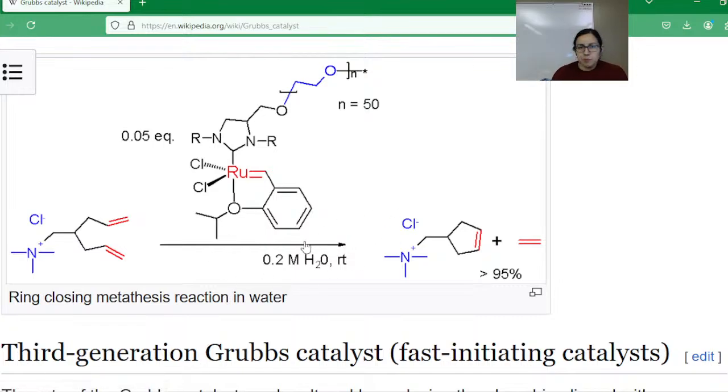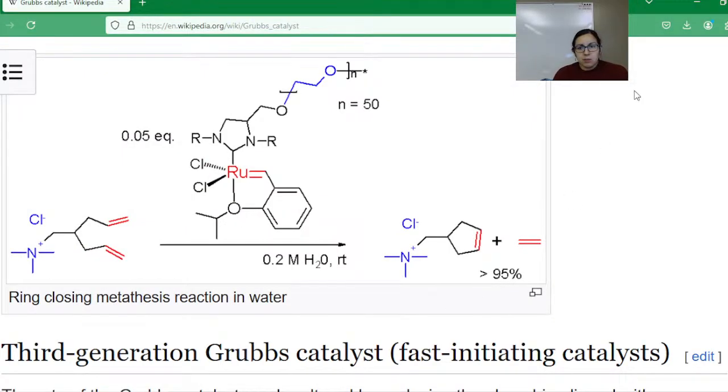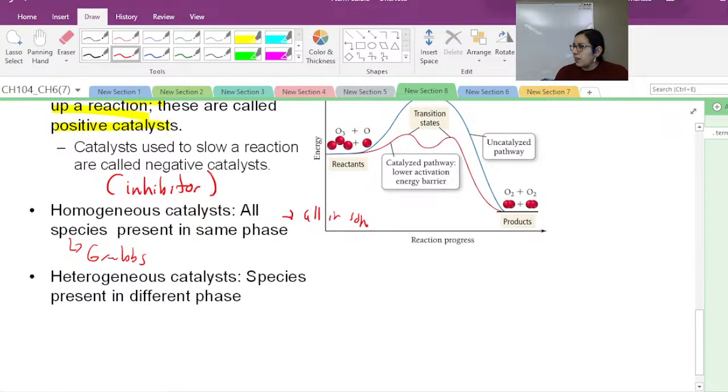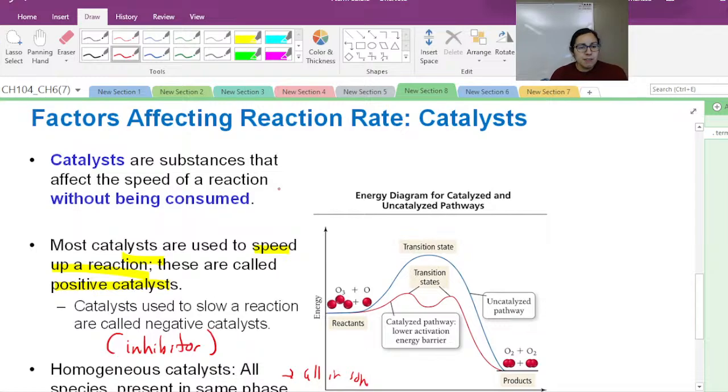And so the big picture idea of this homogeneous versus heterogeneous catalyst is, well, always the question with a catalyst, right? We said the catalyst is not consumed. So then the question is, how do you recover this catalyst?